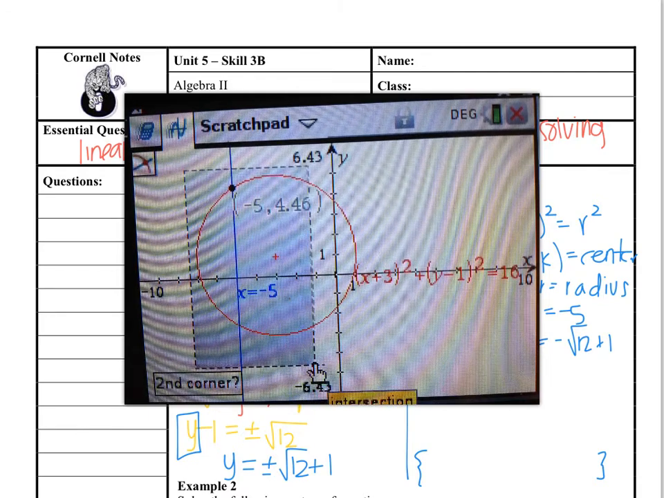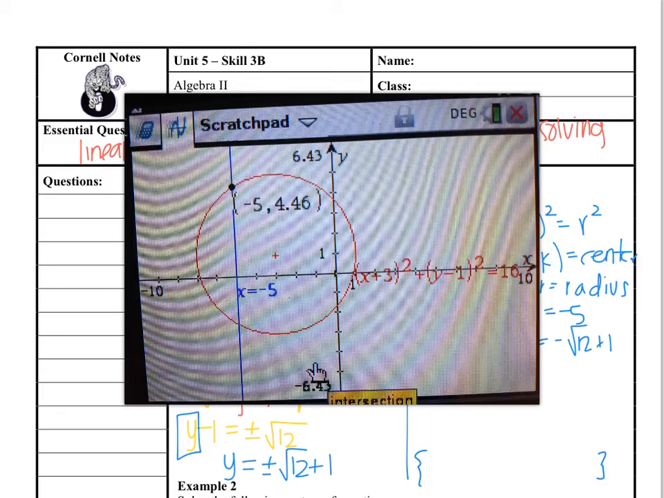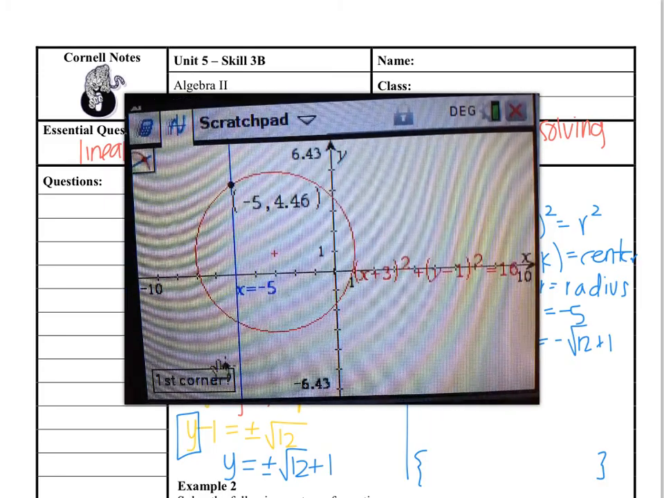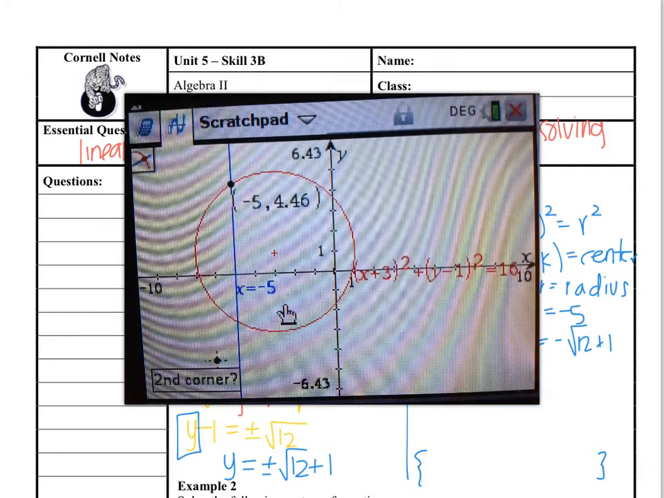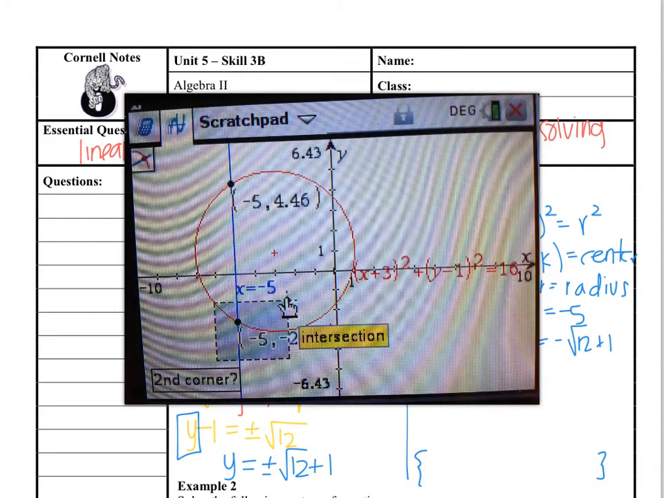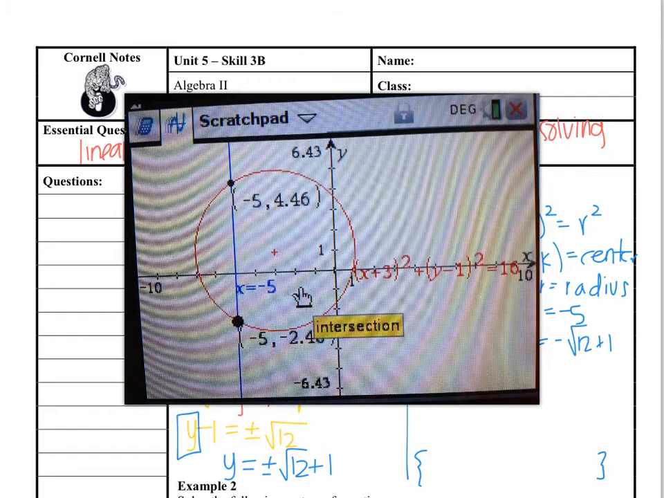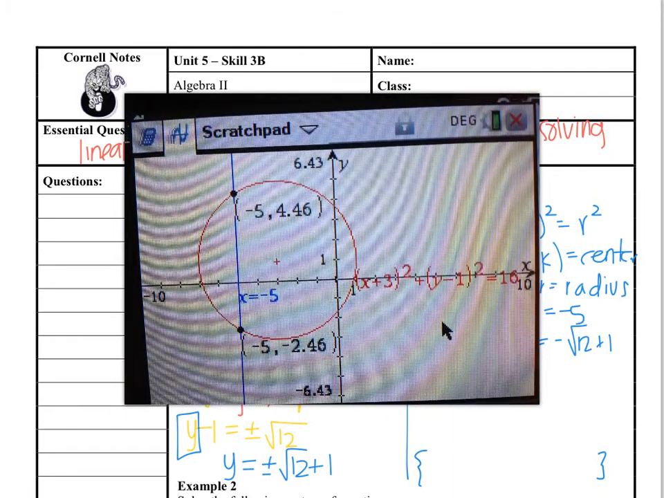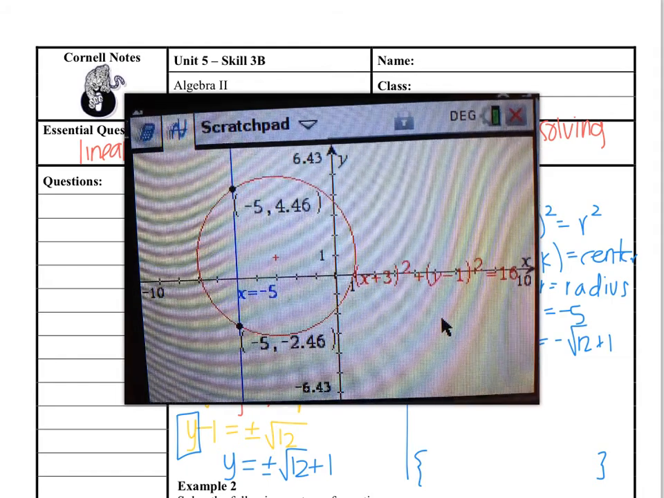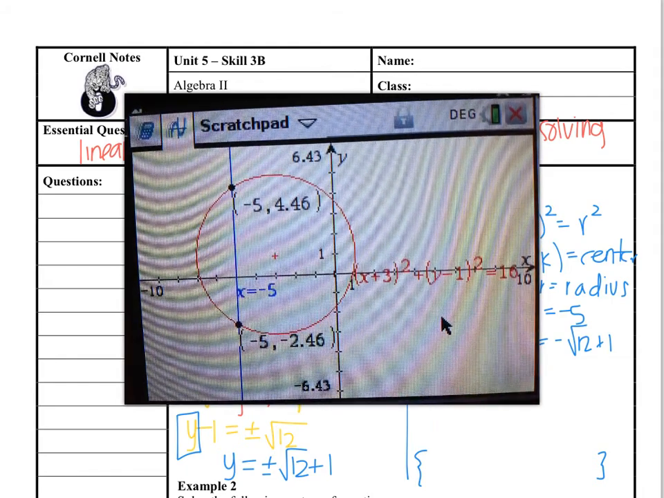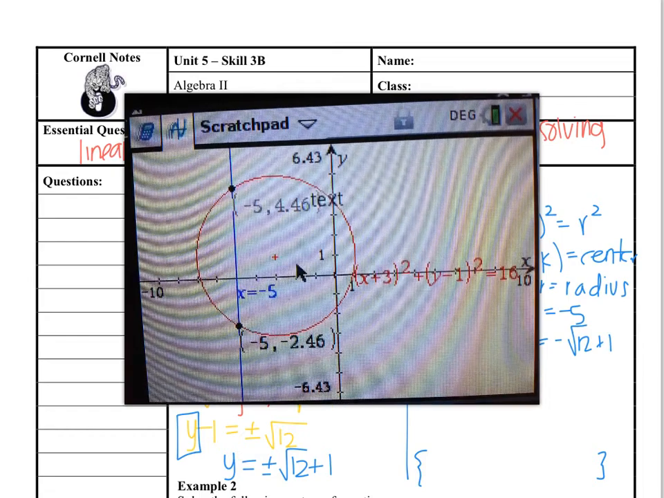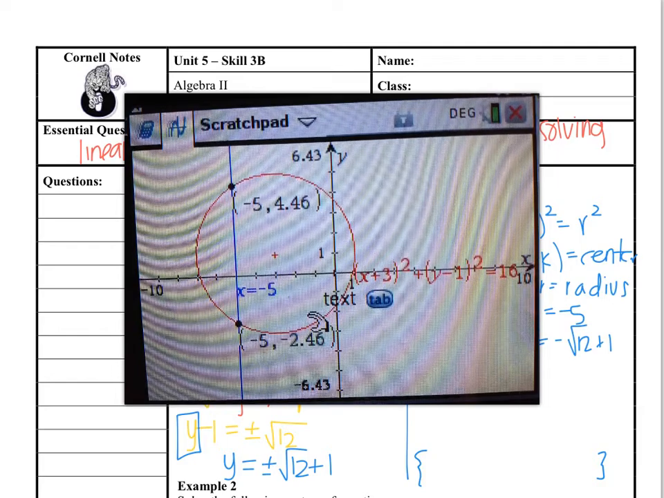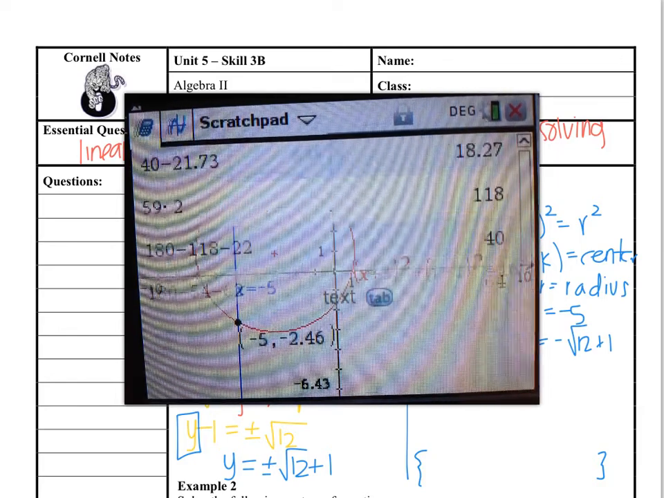And then if I were to check the second one, it looks like I'd have to do it a second time. Okay, let's see. Menu 6, 4, first corner, box it in. And we've got our intersection points. So I would just want to see if negative square root of 12 plus 1 is one of these two y values, the 4.46 and the negative 2.46, and then test the positive case, square root of 12 plus 1. So let's actually try that real quick.